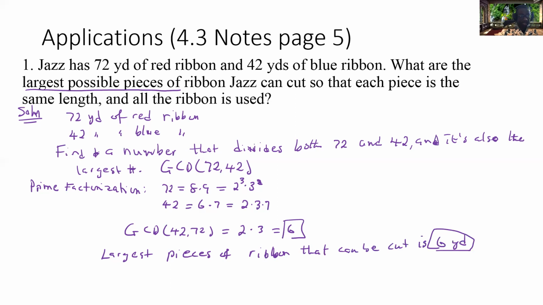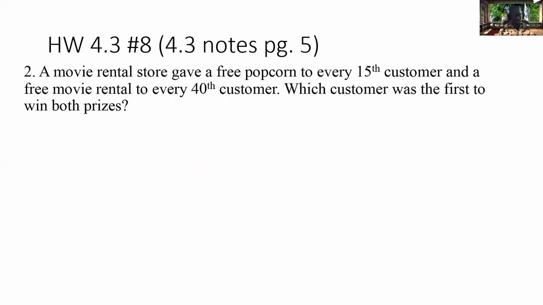All right. Now, the third is homework question number 8, which is also on page 5 of the notes. A movie rental store gave a free popcorn to every 15th customer and a free movie rental to every 40th customer. Which customer was the first, take note of that, the first to win both prizes? Okay, so what does it mean?